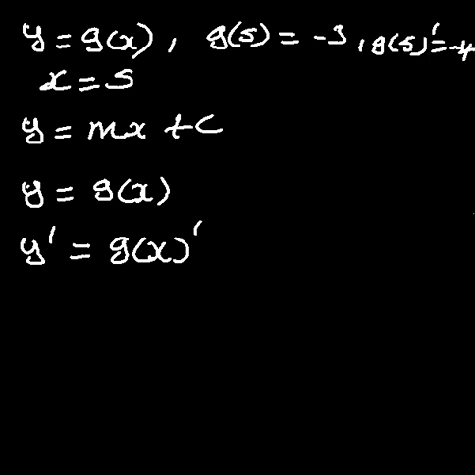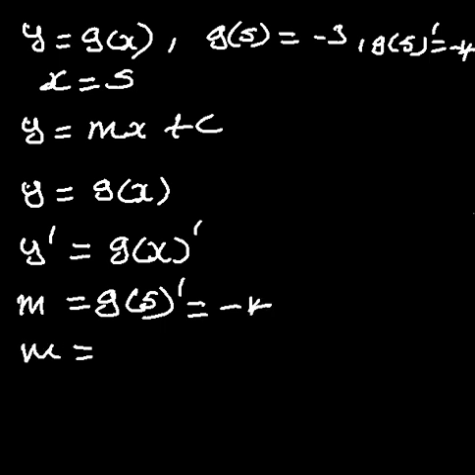That is the derivative. And the gradient of the function at x equal to 5 will be the same as g of 5 prime. And what is g of 5 prime? We have it as -4. So which means the gradient is given as -4. So that is the gradient.